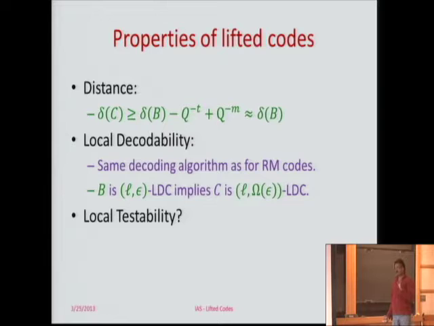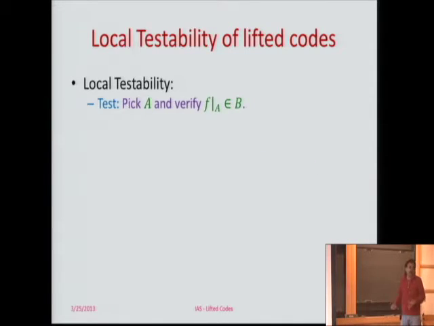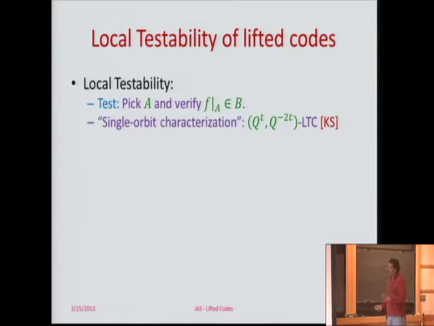Local testability turns out to be natural. What would you test? You would pick a random subspace of dimension t and verify that your function restricted to the subspace is from the base code. The test is natural. This way of looking at it is what we would call a single orbit characterization, in some work with Tali Kaufman. We can prove that this makes q to the t queries, because that's the length of the base code, and you can prove some soundness of that.